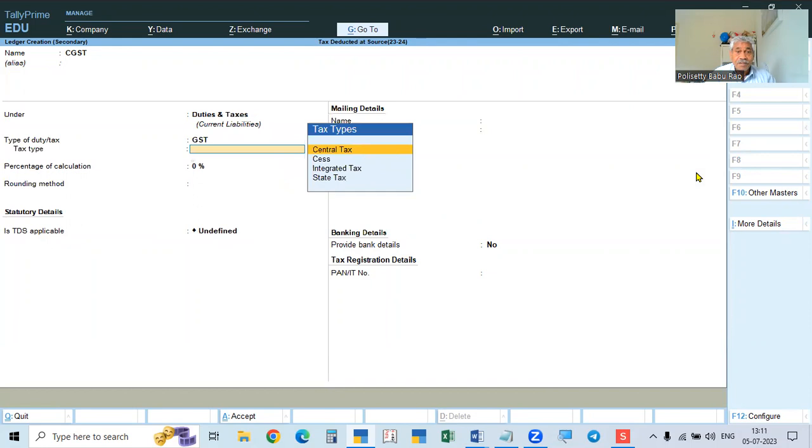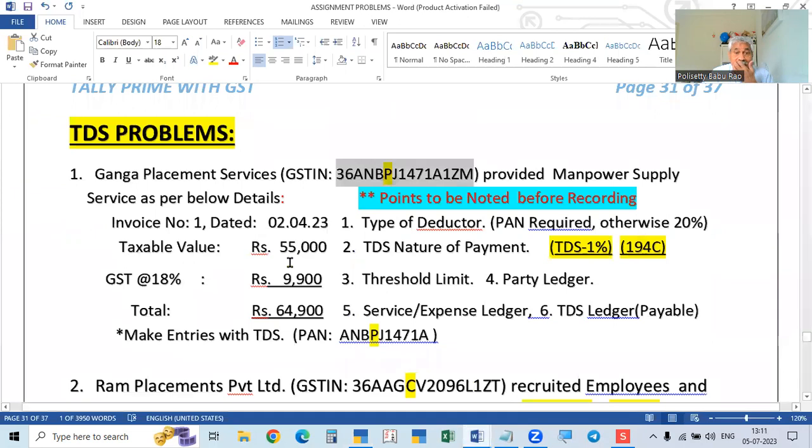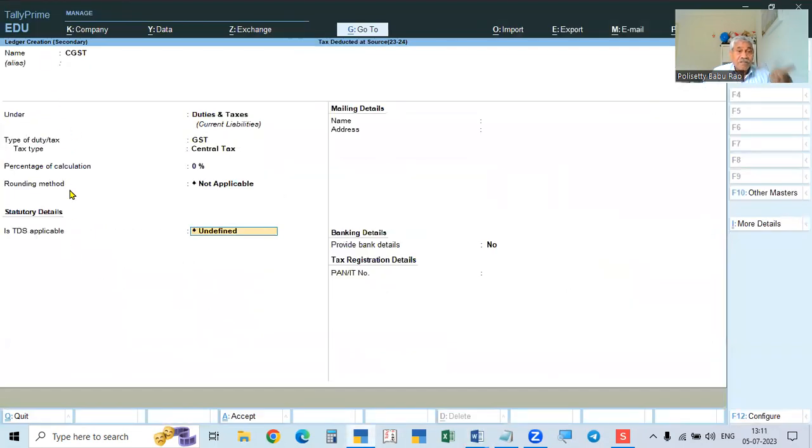It is under duties and taxes, and the TDS option is also there because we enabled it. So GST, it is central tax, and here it will show in all the ledgers. Is TDS applicable? For GST, it is not applicable. We collect only on the service. That is the taxable value of the service only. We collect 55,000 in this case. We deduct the tax only on this 55,000, not on the total amount.